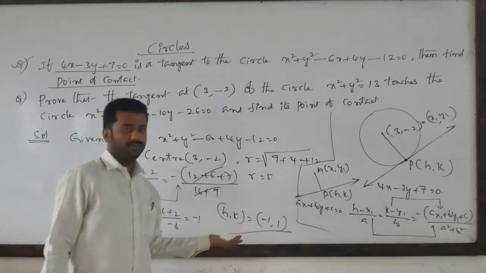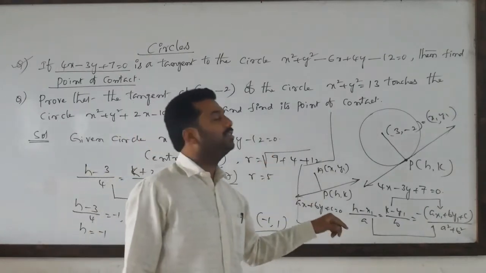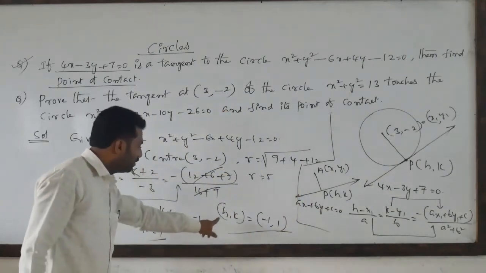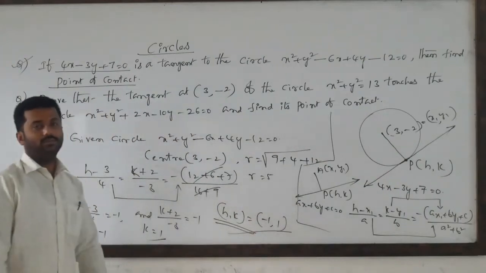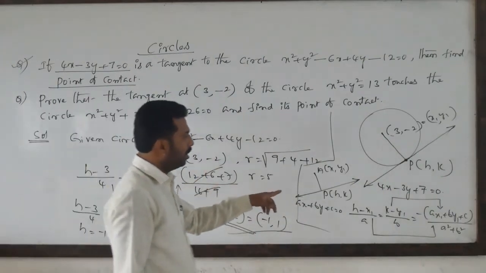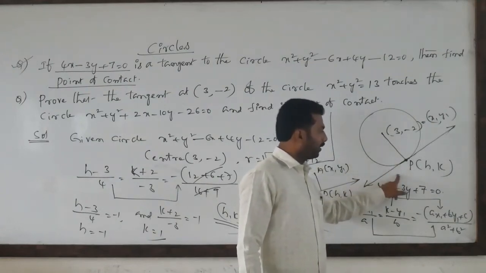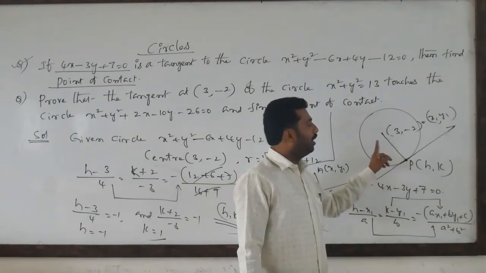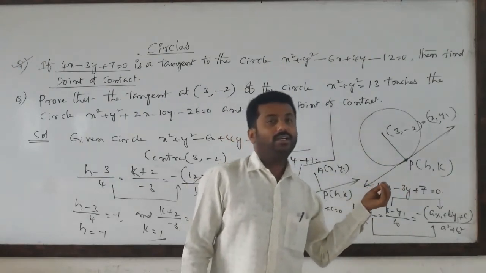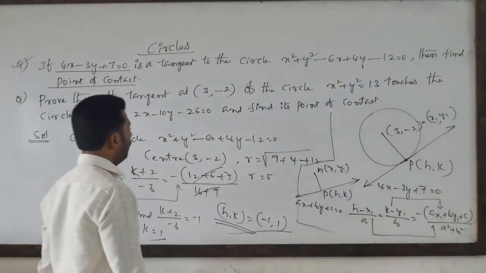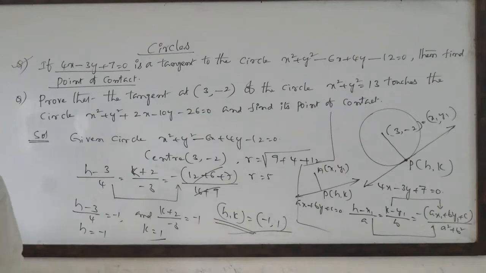If it is also satisfying, which option satisfies that circle as well as the given tangent? That means the required foot of the perpendicular is nothing but the point of contact. Point of contact means where the circle and the tangent touch. So that is the point here. What is the point of contact? It is where the circle touches the tangent. So that is called the point of contact. Like this we have to answer this type of questions.